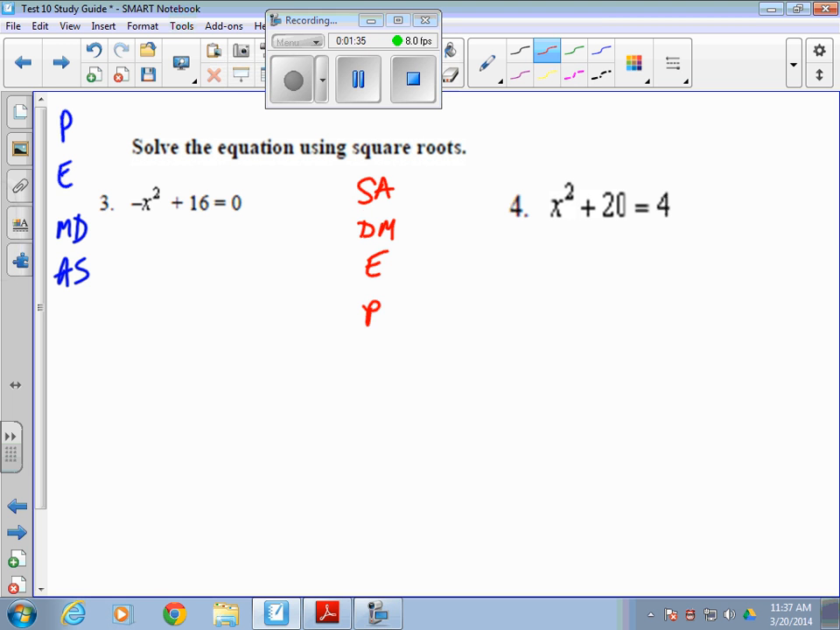So you want to look for any subtraction and addition. You have plus 16, so subtract it. Do it here to balance it. Now you have negative x squared equals negative 16. So no more subtraction and addition. Look to the next step.